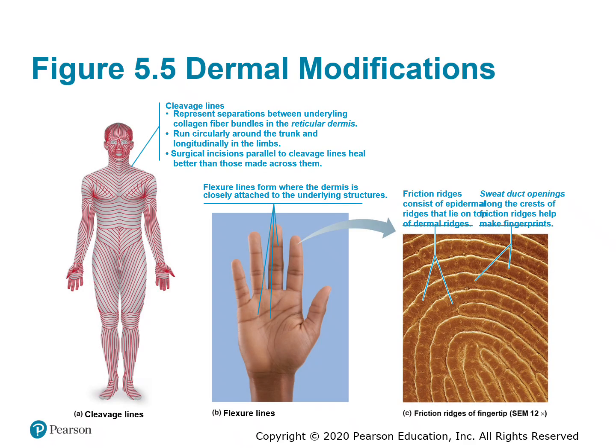Okay. Dermal modifications. These are the cleavage lines that I was talking about. That collagen fiber in the reticular dermis that has these irregular shapes. Those cleavage lines are where they separate. The flexure lines, and then the friction ridges that are on your fingertips in the epidermis. Nope, not epidermis. Dermal papillae. Okay.